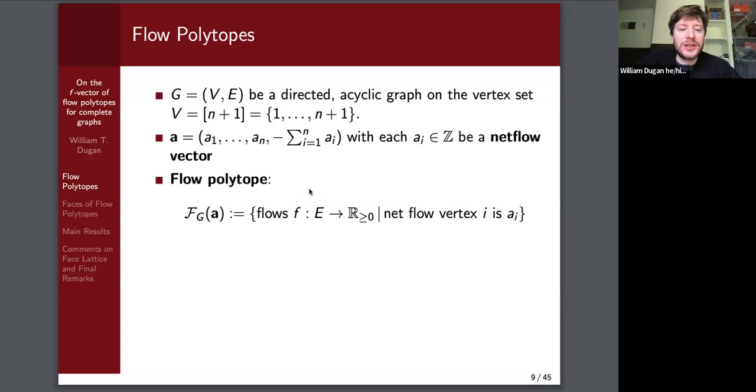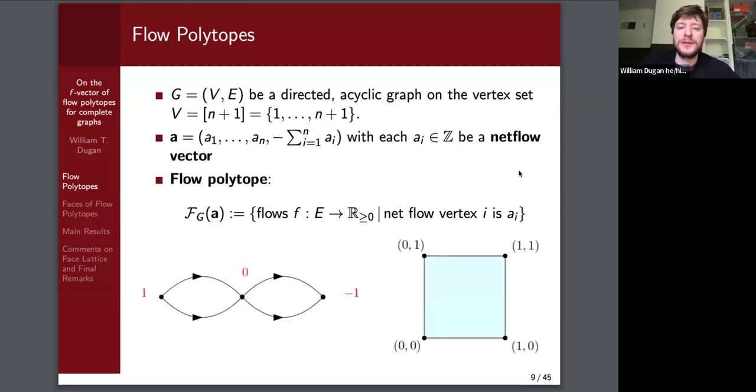Okay, so a flow polytope determined by G and A is the set of all flows, namely functions from the edge set to the non-negative real numbers, where the net flow at vertex i is ai. So, for example, imagine we have this graph at left with net flow 1, 0, -1. Then let's think about some possible flows. A function from edges to positive real numbers is kind of like a labeling of the edges with real numbers. And for example, this I claim is a valid flow.